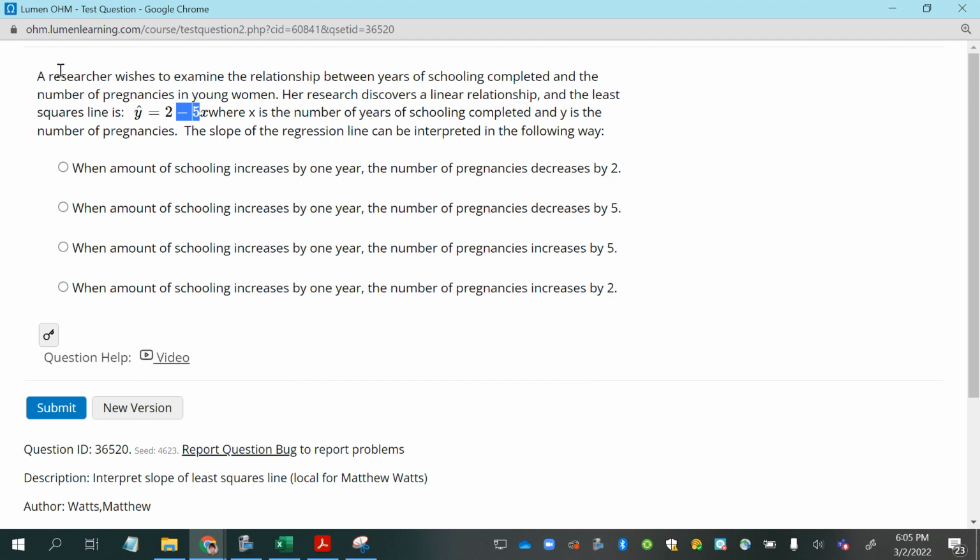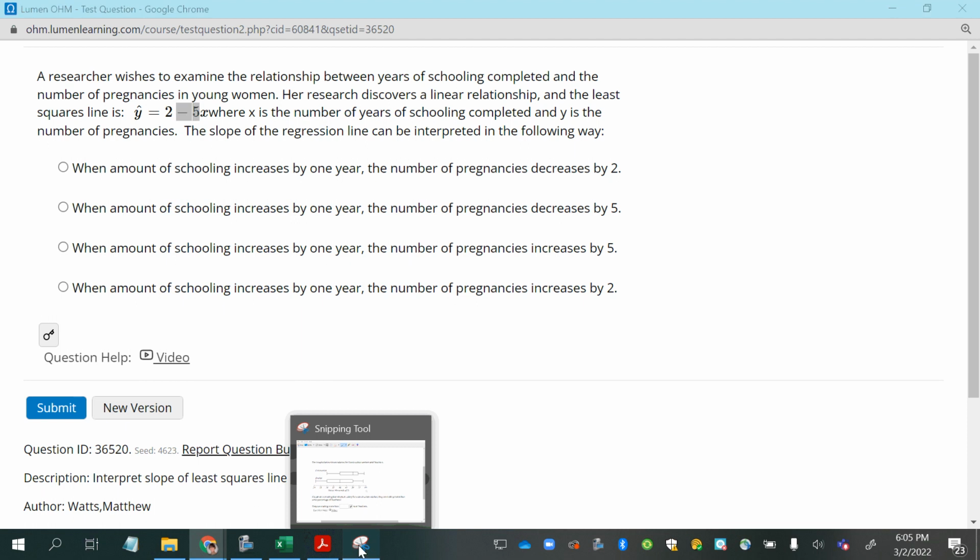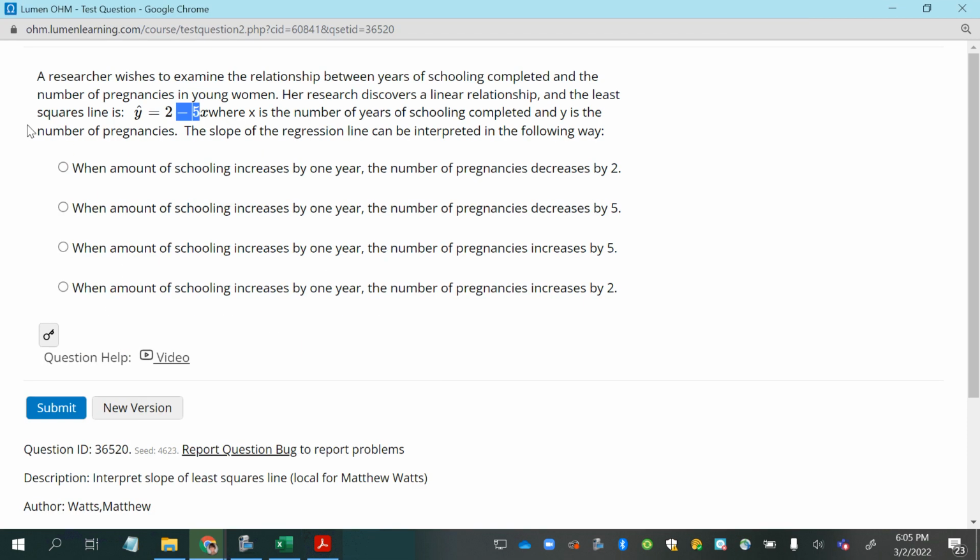So it says a researcher wishes to examine the relationship between years of schooling completed and the numbers of pregnancies in young women. Her research discovers a linear relationship in the least squares line is given here, where x is the number of years of schooling completed and y is the number of pregnancies. The slope of the regression line can be interpreted in the following way. Okay, I think it helps to see this where we can write on it a bit.